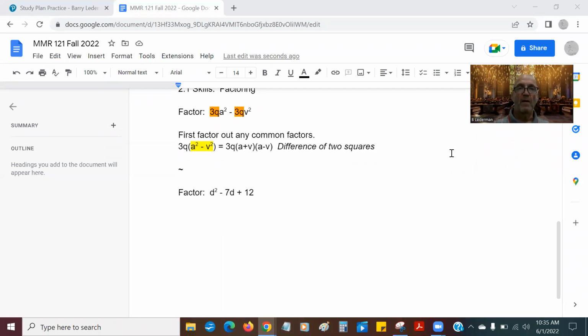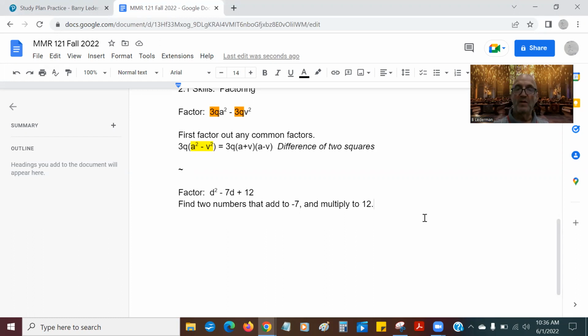Now let's look at another problem. Factor d squared minus 7d plus 12. So we all know that what we want to do is we're going to find two numbers that add up to -7 and multiply to positive 12. So what are those two numbers? Well, I could try 12 times 1. Well, 12 times 1 ain't going to do it.